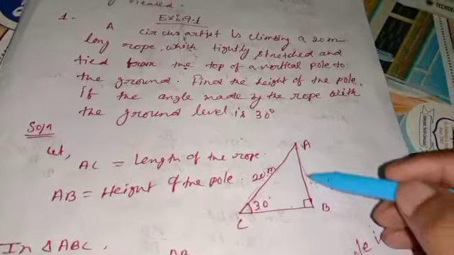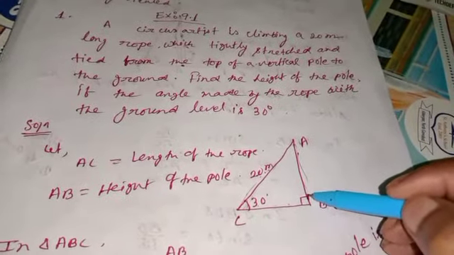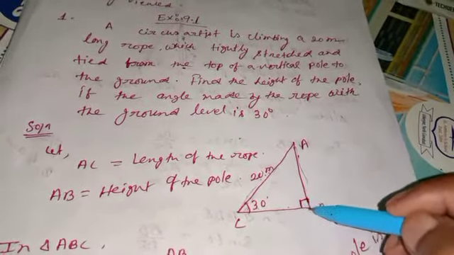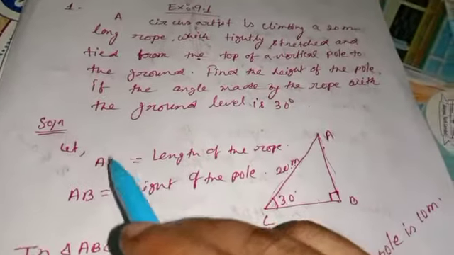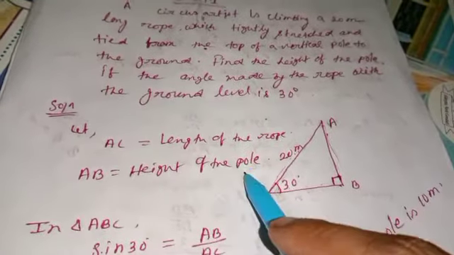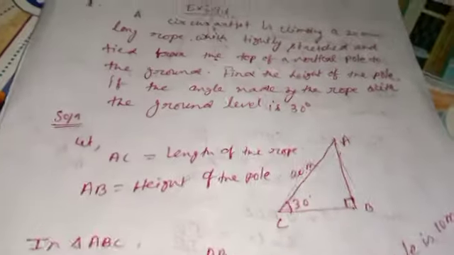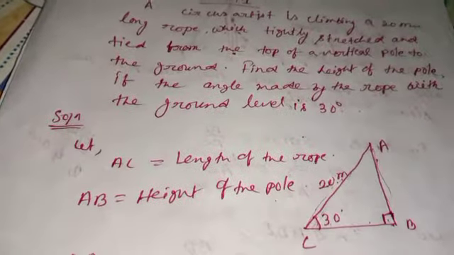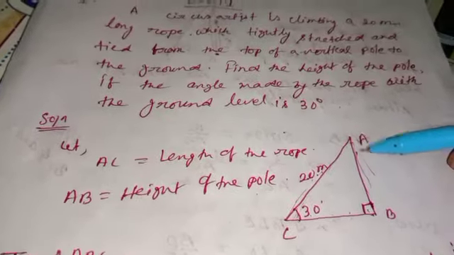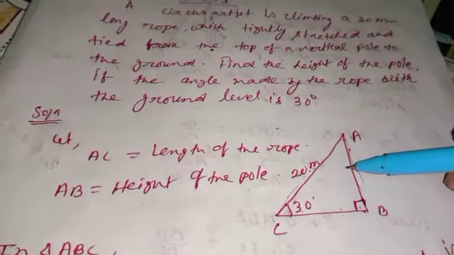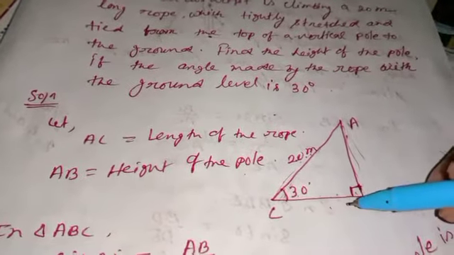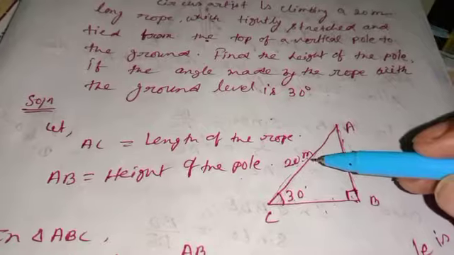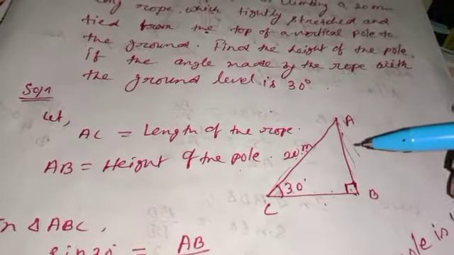Then this is the pole. Since it is a pole, it is perpendicular, means it is 90 degrees with the horizontal level, that is the ground level. Now we need to find the length of AB, the height of the pole. So let AC be the length of the rope and AB the height of the pole. In triangle ABC, we need to find AB. To find AB, we need to use trigonometry, because BC is not given. If BC and AC were given, then you could find AB using the Pythagoras theorem.